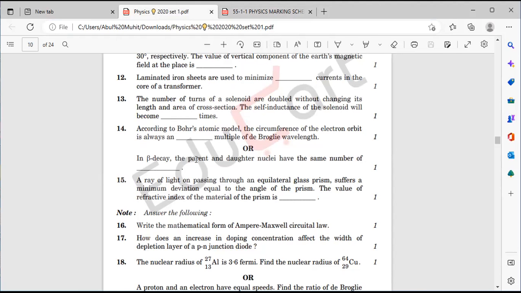Nucleon. In beta decay, I think it is not there. Is it there? Alpha, beta, gamma decay, is it in your syllabus? Yes, madam. Is it there? Not sure. I don't think so. Okay, no issues.